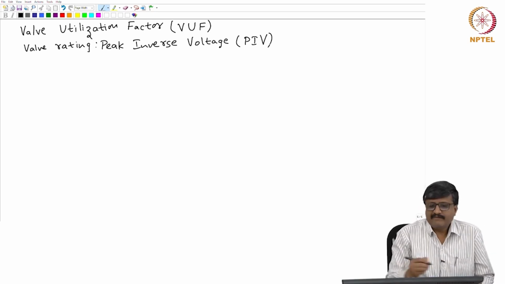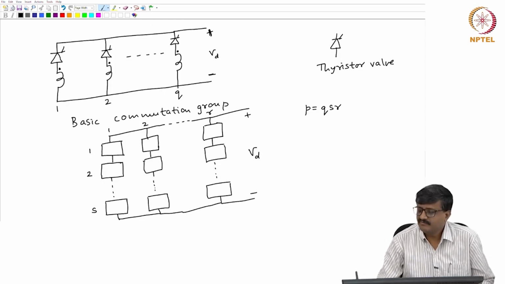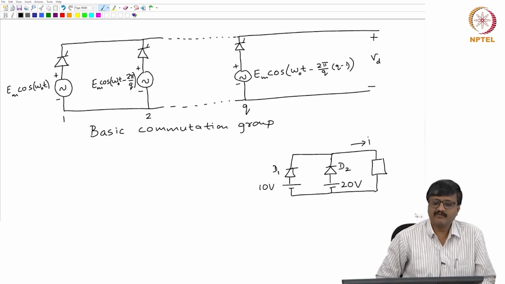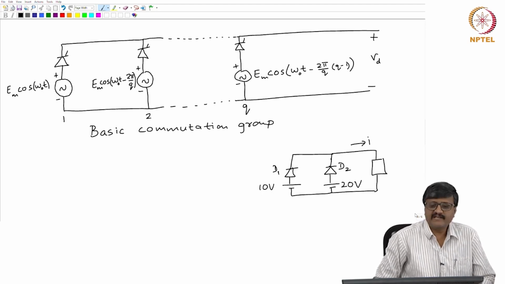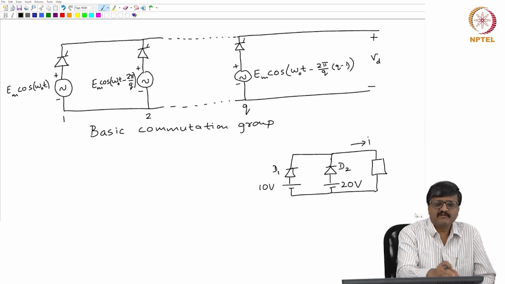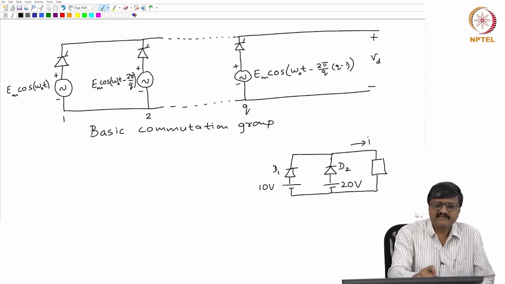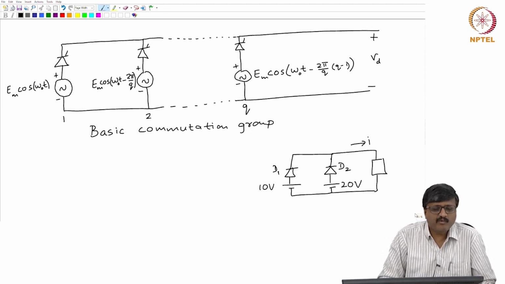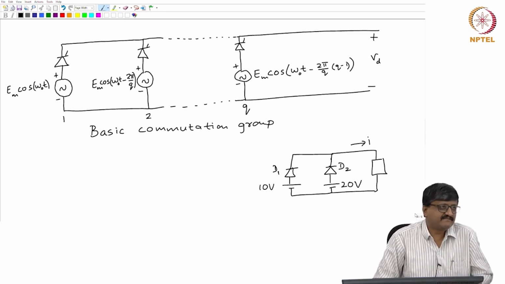Now, if you look at a basic commutation group, let me go back to the basic commutation group. This figure also gives the expression for the individual voltage sources. So, what is the peak inverse voltage? If you take any thyristor, all thyristors are subjected to the same peak inverse voltage, because all the voltages have the same peak value EM, and there is a uniform phase shift between the voltage sources. So, what is the peak value of the voltage that appears across any thyristor?